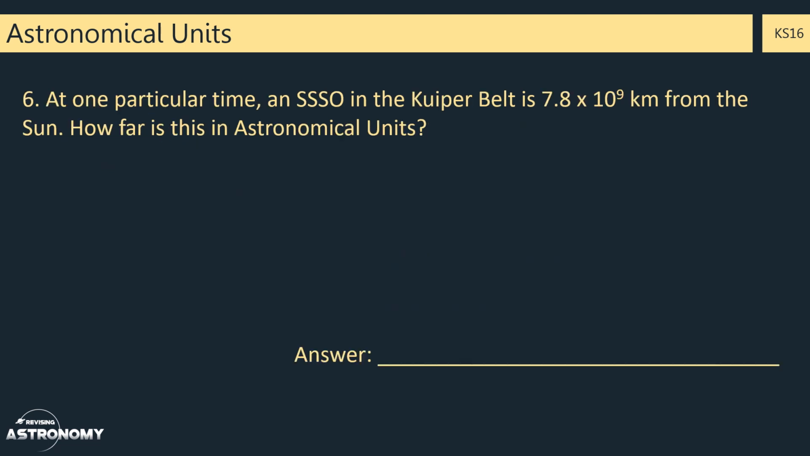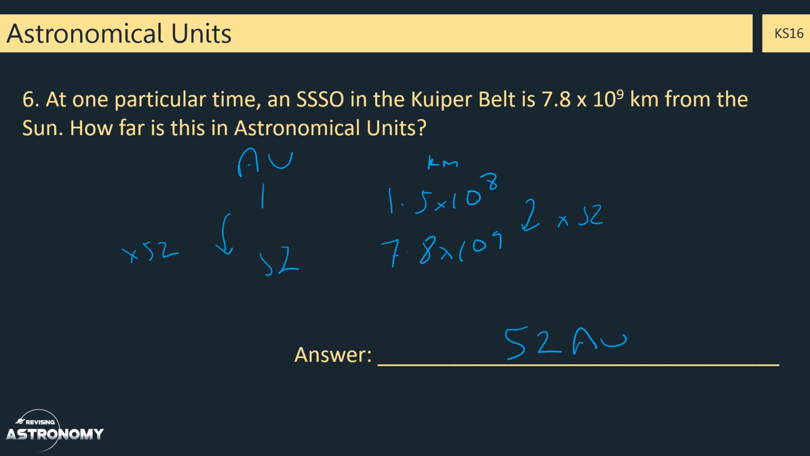At one particular time, an SSSO in the Kuiper belt is 7.8 times 10 to the 9 kilometres from the Sun. How far is this in astronomical units? So again, we're just using the same conversion that we've been using the whole time. This time it's 7.8 times 10 to the 9 kilometres. So what do we need to multiply by? We need to multiply by 52. So we're going to do the same over here. So therefore it is 52 astronomical units away.